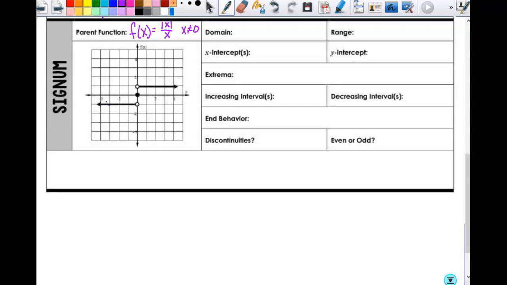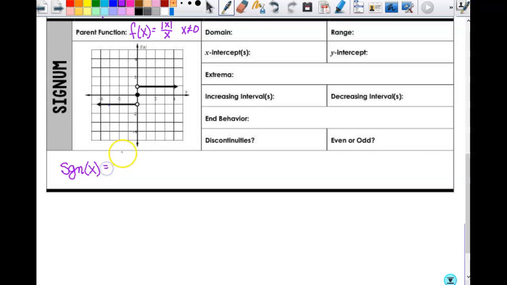Another way to write that function is sgn of x, meaning signum of x. And it's written as a piecewise function. If you were not in pre-AP Algebra 2 last year, you may not have seen piecewise functions. Even if you were, you may not be super comfortable with them. It's okay. I'm just going to write it down. We will talk about piecewise functions, and I'll reteach some of that stuff. But again, don't let this freak you out.